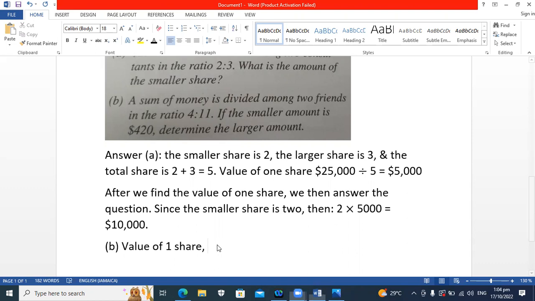So what we do, we divide what? 420 divided by 4. What's 420 divided by 4? 105. So I see what I did wrong. So the value of one share is what? 105. All right, so to get the largest share, yes?